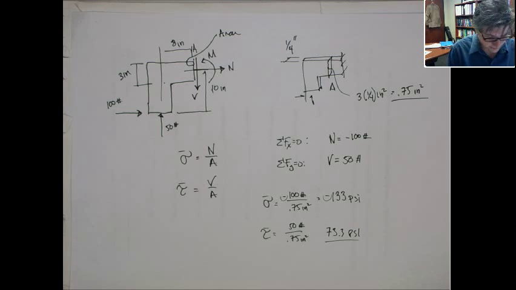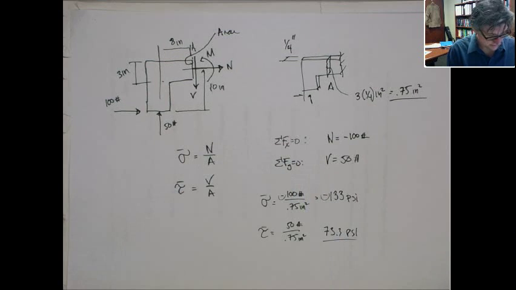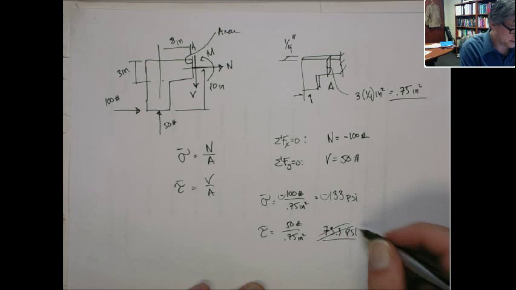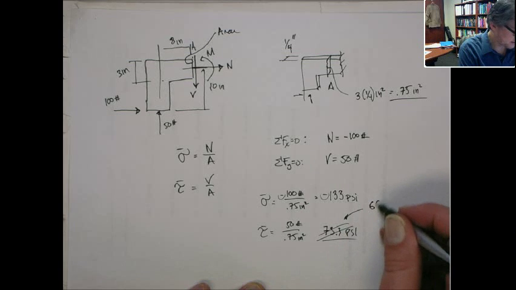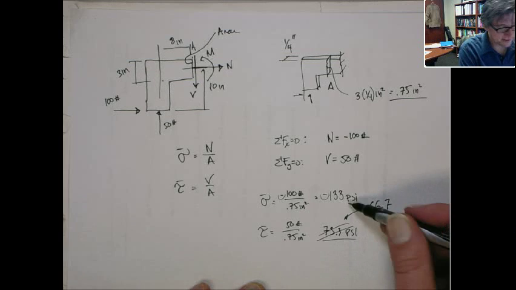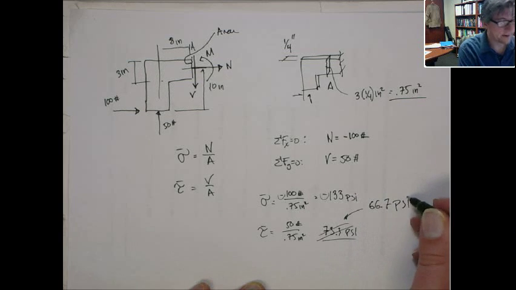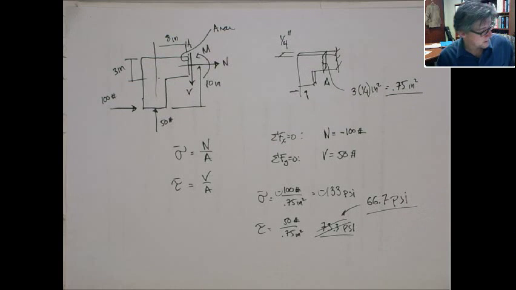I'm actually really terrible at doing things like this. I should be better at it. Oh, I got this one. Oh, 66.6. Obviously it's half of this. Okay. But anyway, that's the value. So that's the average normal and the average shear stress.